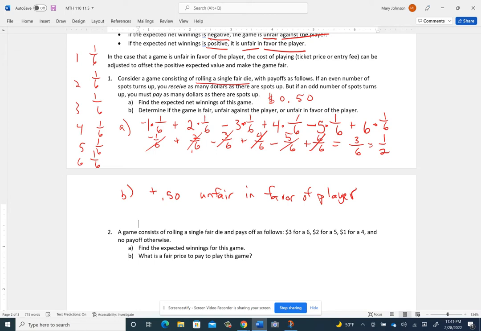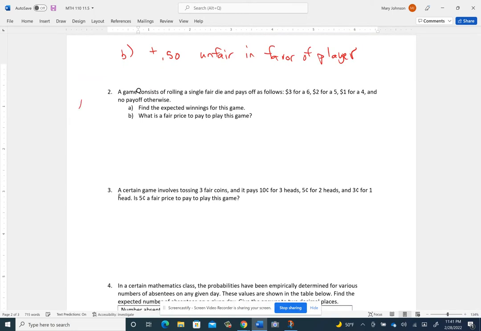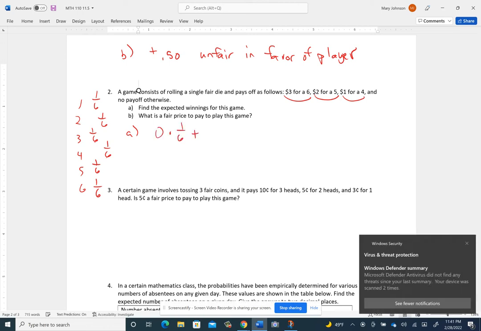All right, let's try another one that involves the die, just a different payout. So we already know 1, 2, 3, 4, 5, 6, that the probability is 1/6 in each instance. Now it says we get $3 for a 6, 2 for a 5, and 1 for a 4, and no payoff otherwise. So for A, if we get a 1, we get no payout, and there's a 1/6 chance that would happen.